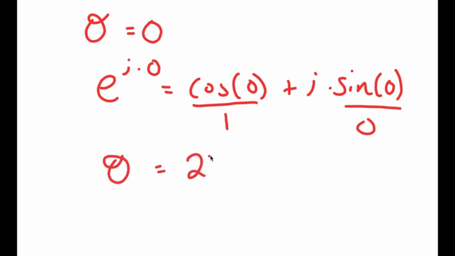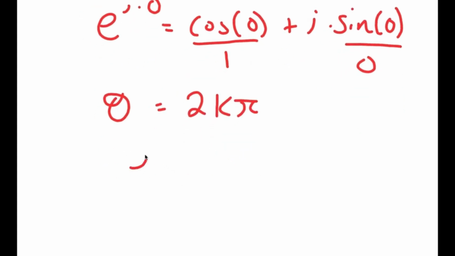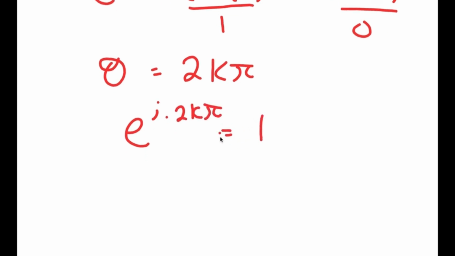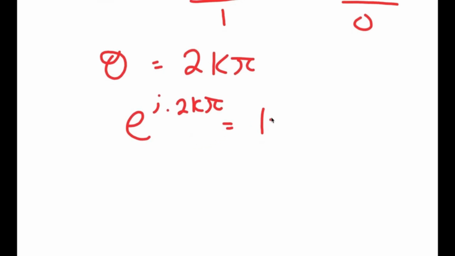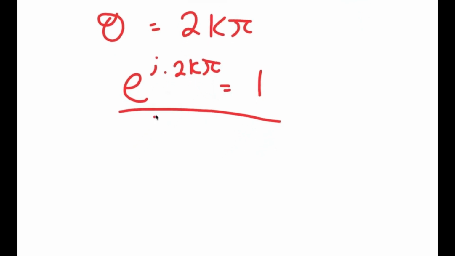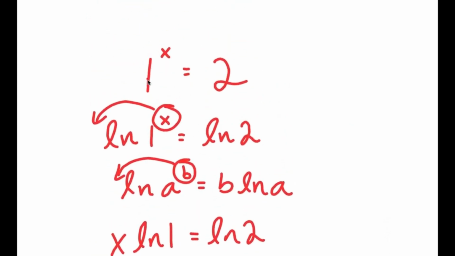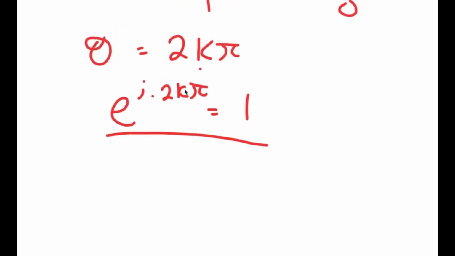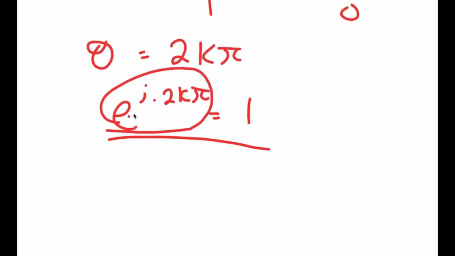theta is equal to 2k pi. Now, if this is true, then e to the power of i times 2k pi is equal to 1. So, because this statement is true, then doesn't this mean that our original equation was 1 to the power of x equals 2, and this is equal to 1? This number right here is equal to 1.